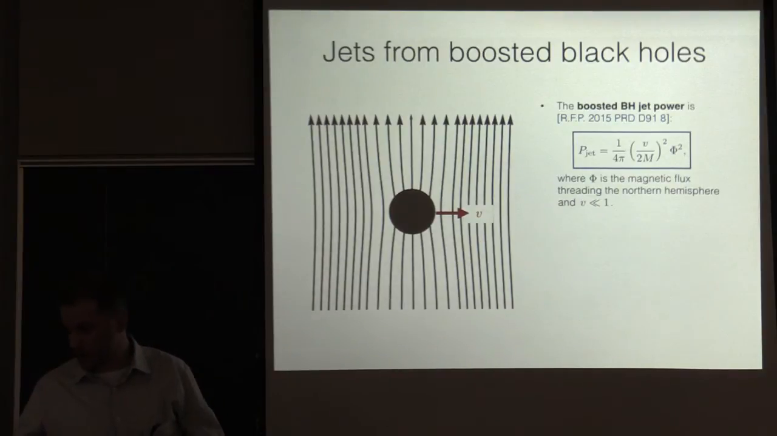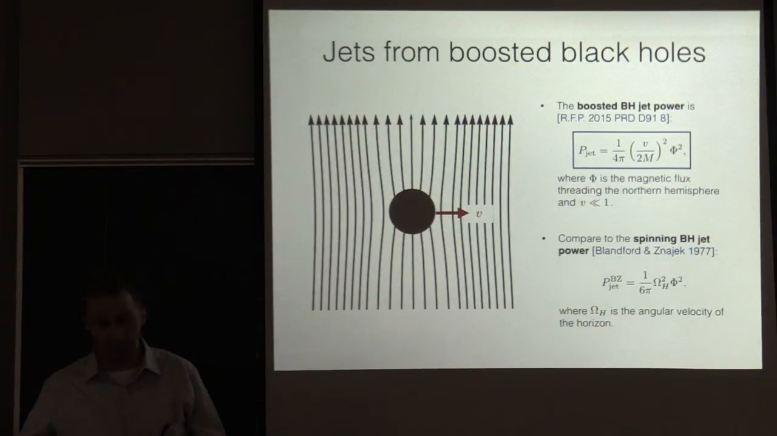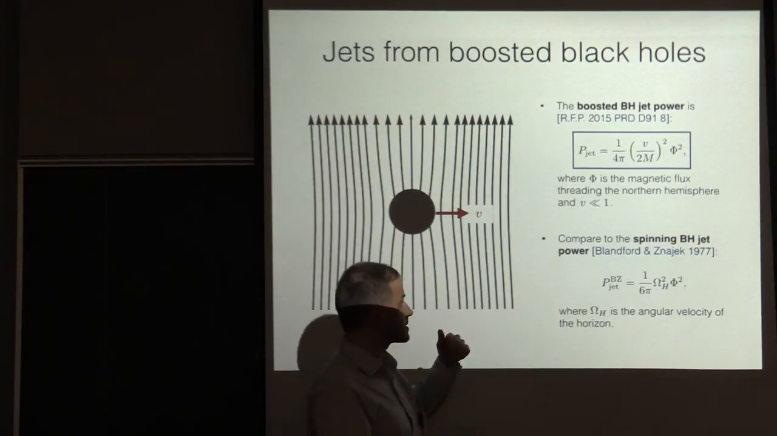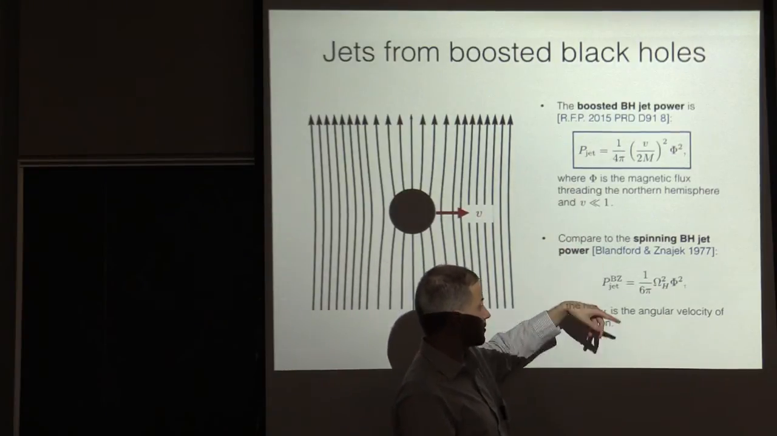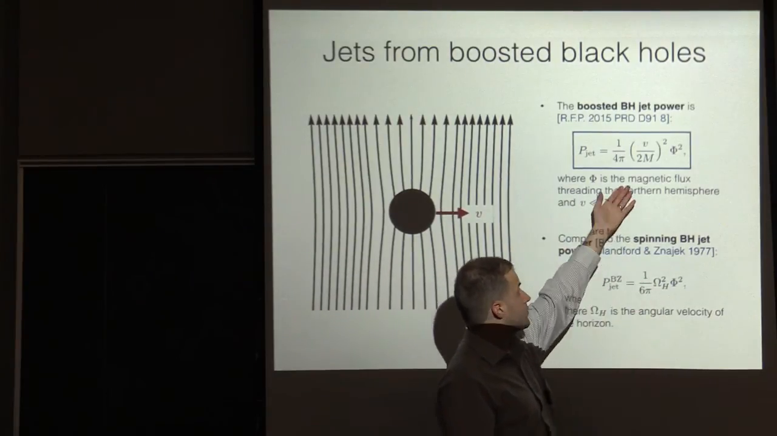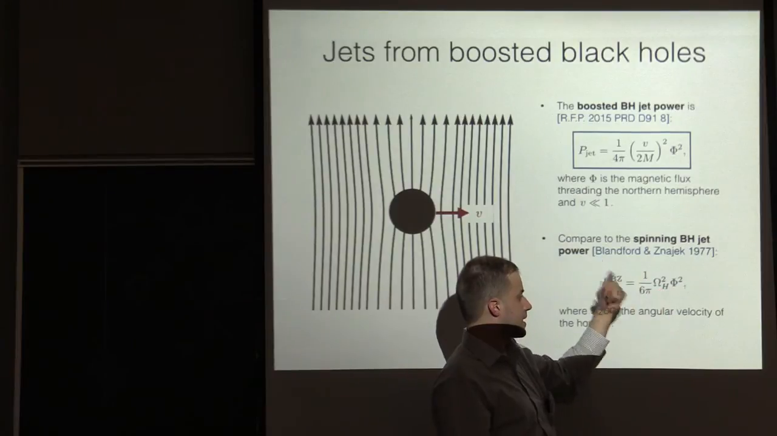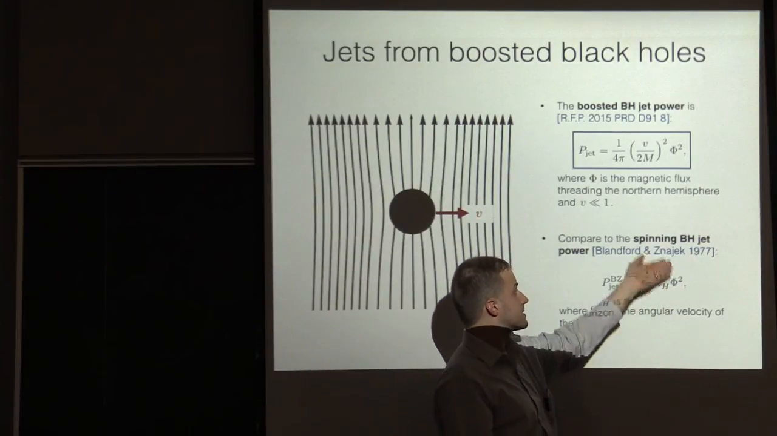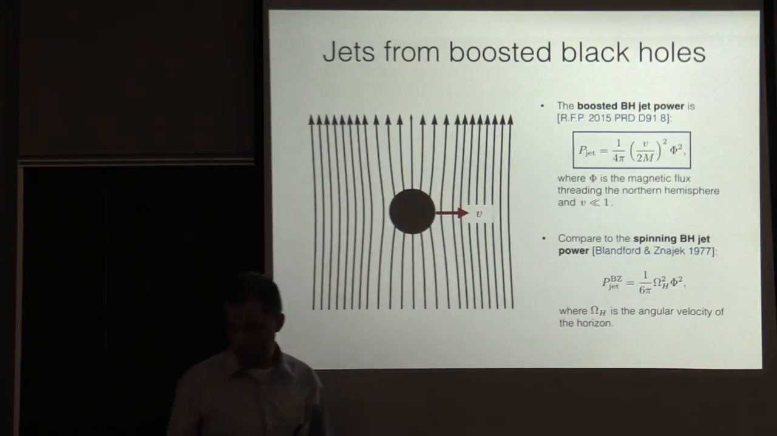And if you compare this to the Blandford-Znajek jet power, it's extremely similar. There's just a little different numerical factor out front. V over 2m plays the same role as omega h, the angular velocity of the horizon. It has the same scaling with flux squared.